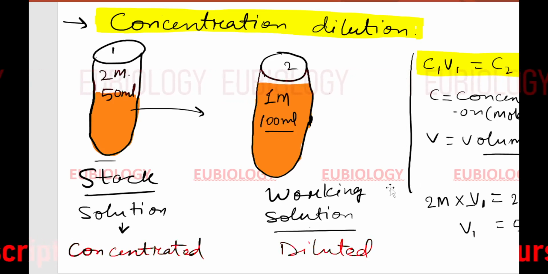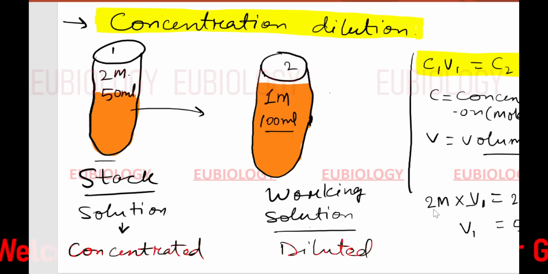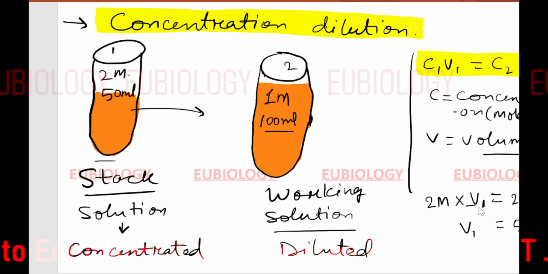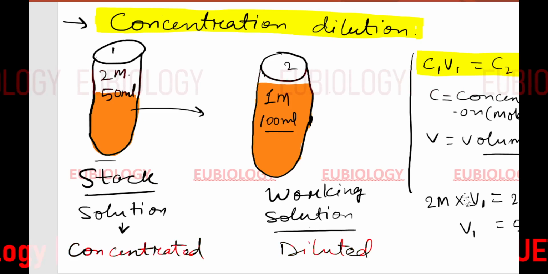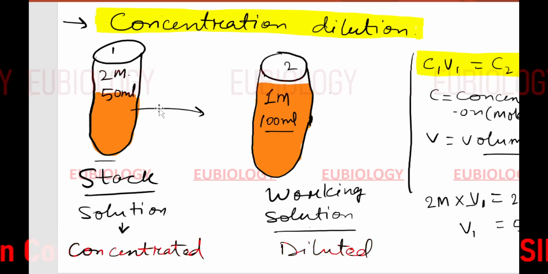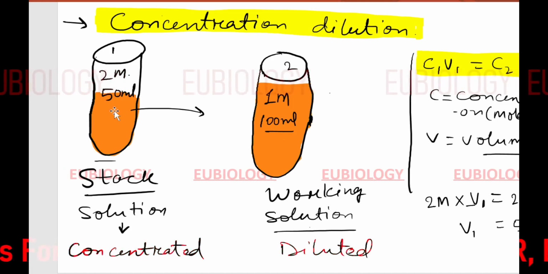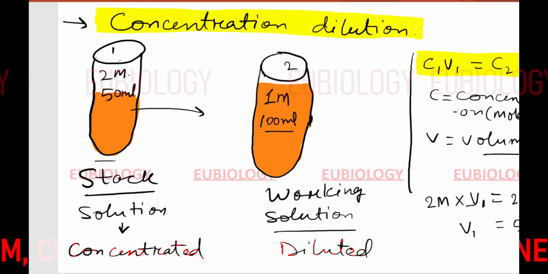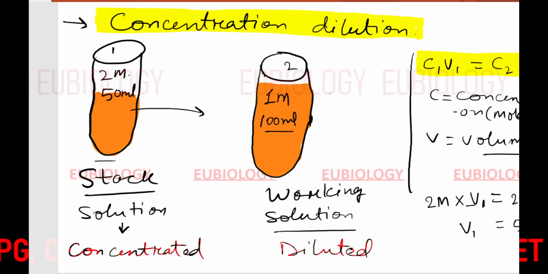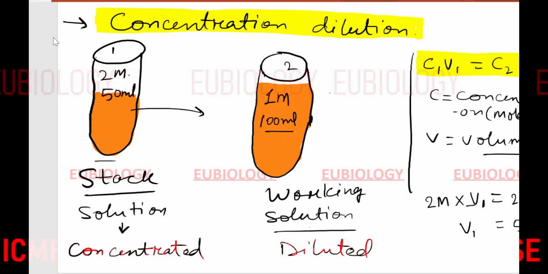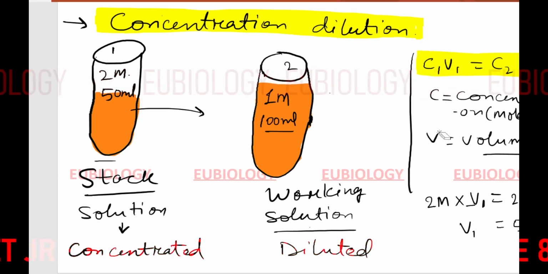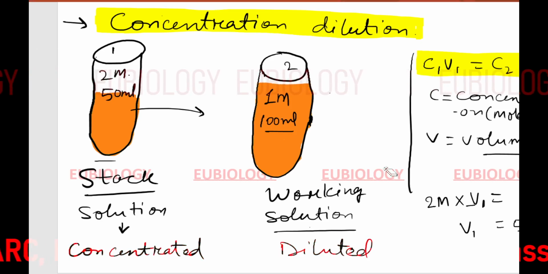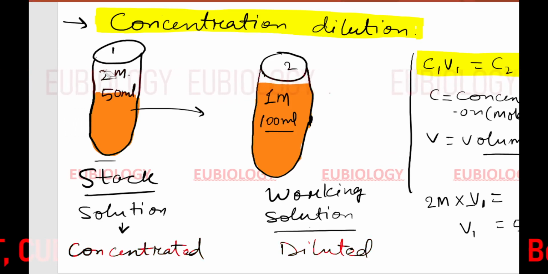So suppose 2 molar. This is the C1 concentration, and V1 volume. I don't know how much I have to take. So if you don't know how much you have to take, then you will write it as it is, V1.